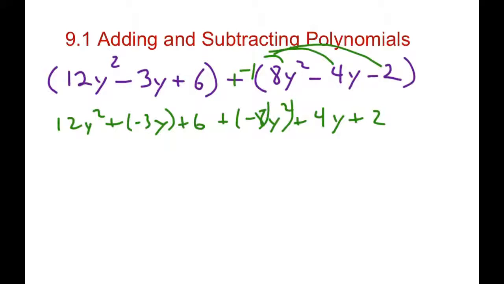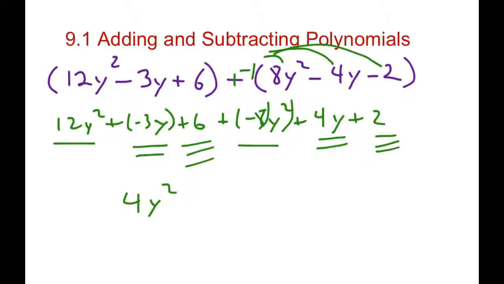Everything's addition. I have a 12y squared and a negative 8y squared. I have a negative 3y and a positive 4y. I have a positive 6 and a positive 2. So 12y squared plus negative 8y squared is 4y squared. Negative 3y plus 4y is positive 1y, or just plus y. And plus 6 and plus 2, or positive 6 and positive 2, is 8. And then 4y squared plus y plus 8.